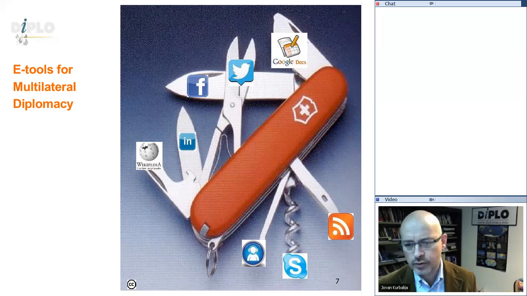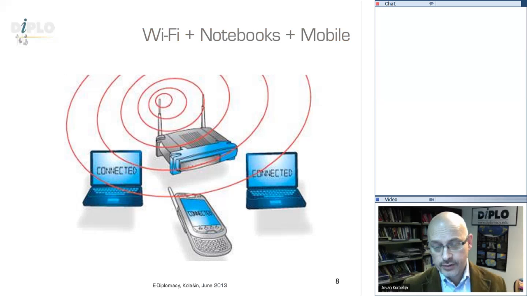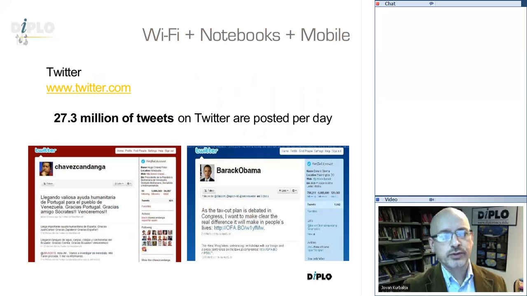What are the e-tools for multilateral diplomacy? Here you have a Swiss knife with a few tools that are increasingly used in multilateral meetings. But the most fundamental, the most important development was emergence of Wi-Fi, and it happened almost 10 years ago. We followed that process in the context of World Summit on Information Society, and it was a real breakthrough when Wi-Fi entered the conference rooms in Geneva and in other multilateral centers. In addition to Wi-Fi, we have a higher portability of computers with notebooks, and later on with the mobile and smartphones, which have been used currently in diplomatic activities. Those technological developments were decisive for the introduction of the internet in conference rooms.